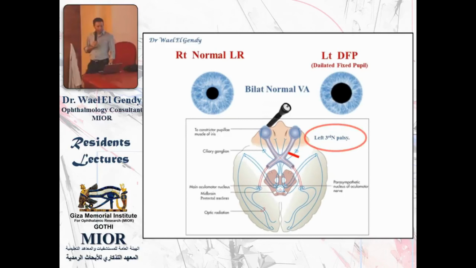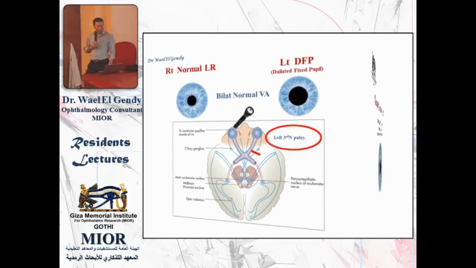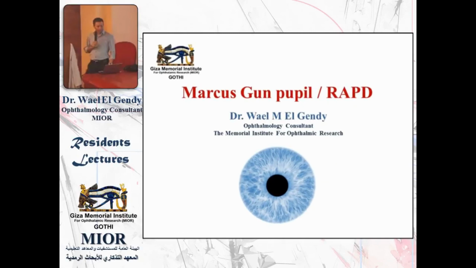In this example, we have an isolated third nerve palsy. It's not accompanied by a visual pathway lesion or an optic nerve lesion. So when you do the swinging flash, when it's directly on the right side, it constricts. And when you flash it on the left side, it has normal vision or normal visual pathway and light pathway. So the right pupil will remain constricted all the time with the direct light on the right side or a consensual reflex from the left side.